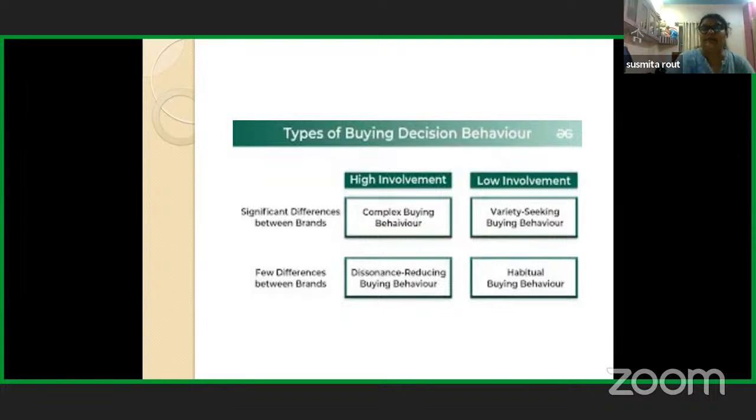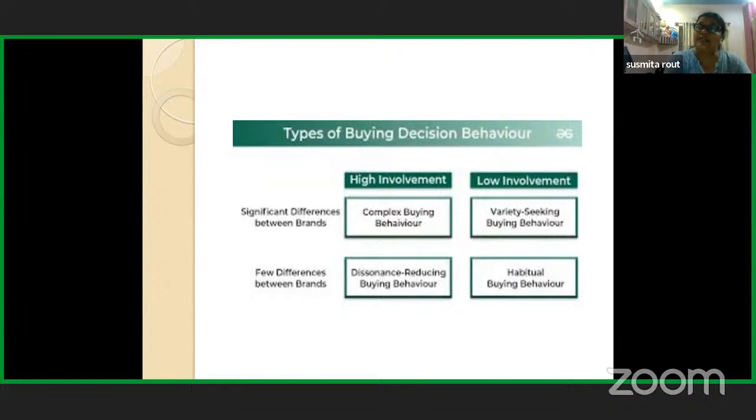Similarly, there are categories where the brands look alike. Toothpaste, there is very minimum differences among brands. But there would be even again categories, each brand would be highly different from others. There will be significant difference between the brands.